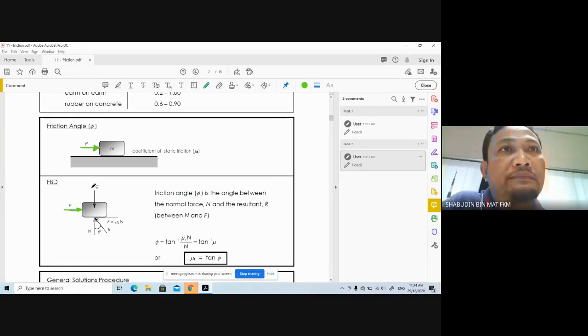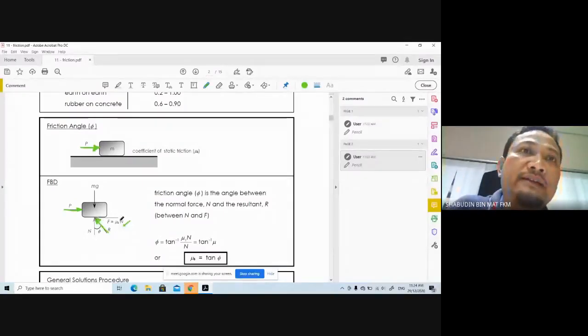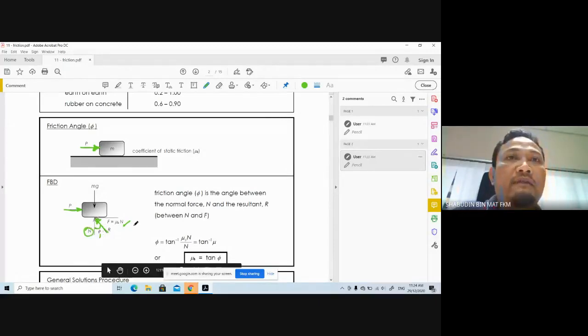You have the mg going down. You have the friction force. You have the normal. And then you have the resultant between the normal force and the friction force. And then you have the theta. Theta is measured from where? From the normal force. So it's so easy.